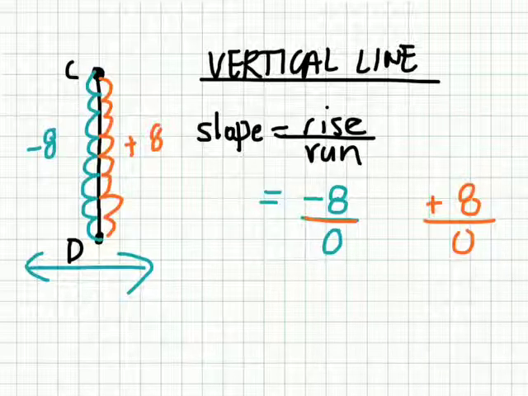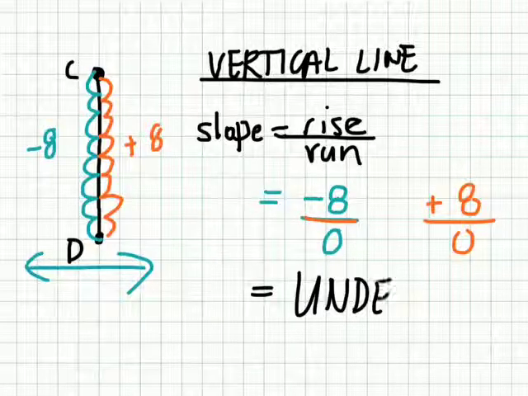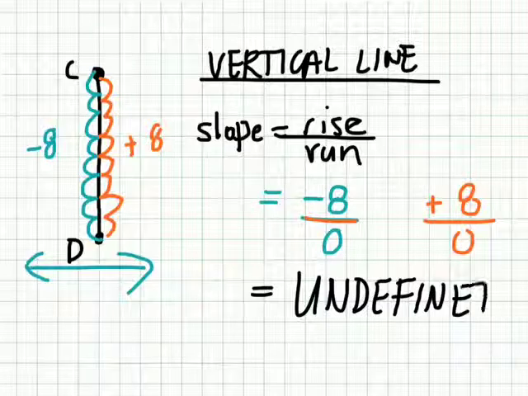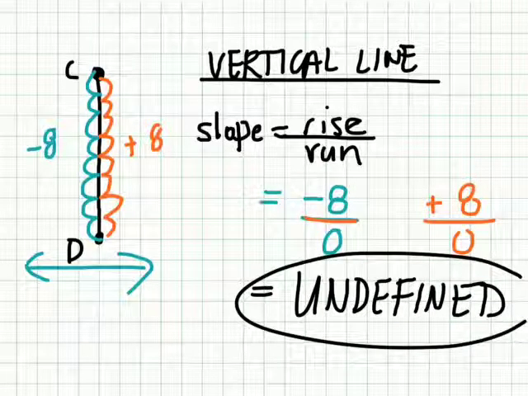So because you can't divide by 0, for a vertical line, we would say that the slope is undefined. Okay, this is the language that we use. You'll see it in your textbook. A vertical line always has a slope that's undefined. A horizontal line has a slope that's 0. There's a difference between the two, okay?